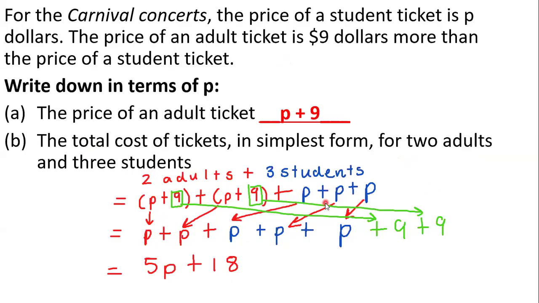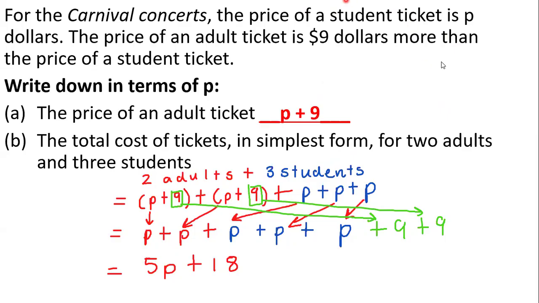Okay. So the price of 2 adults is P plus 9 plus P plus 9. And the price of 3 students is P plus P plus P. Then you group the like terms. Yeah. And you get P plus P plus P plus P plus P plus 9 plus 9.